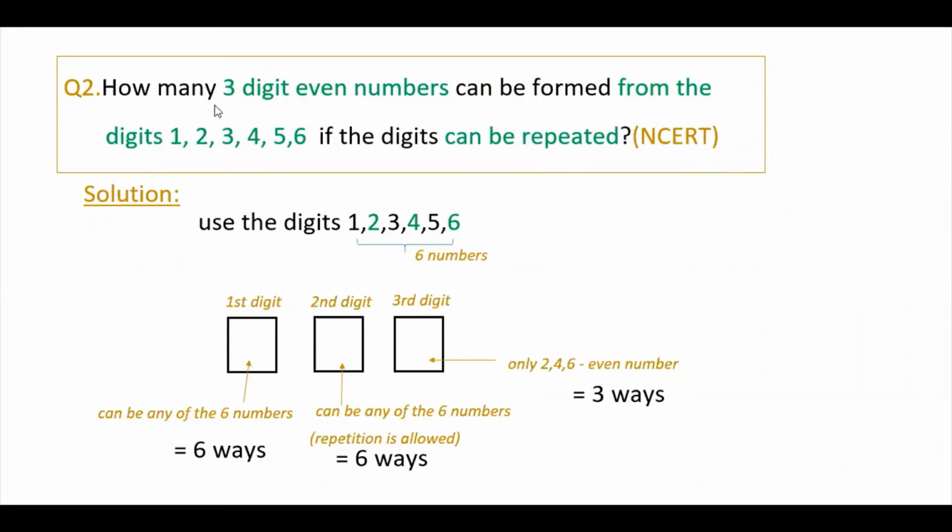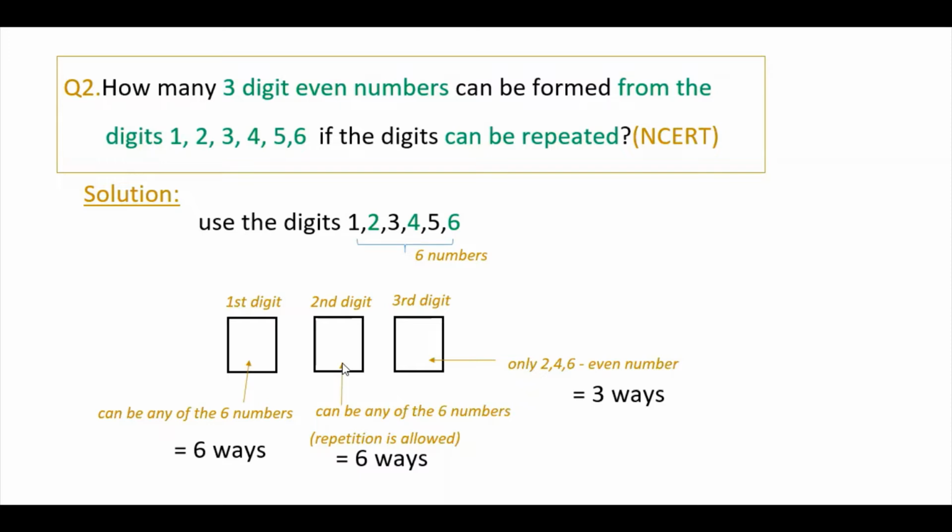And this is the second question. How many 3-digit even numbers can be formed from the digits 1, 2, 3, 4, 5, 6 if the digits can be repeated? So here there are three conditions: 3-digit even numbers, we have to use these digits, and they can be repeated. So in total there are 6 numbers: 1, 2, 3, 4, 5, 6. For 3-digit numbers, you have to put 3 boxes. In the first digit, you can write any of these numbers, so 6 ways.